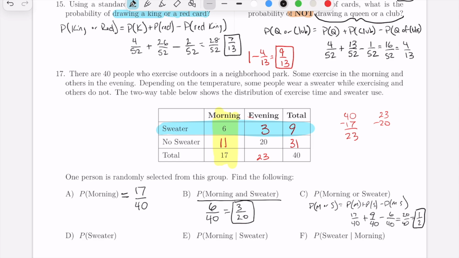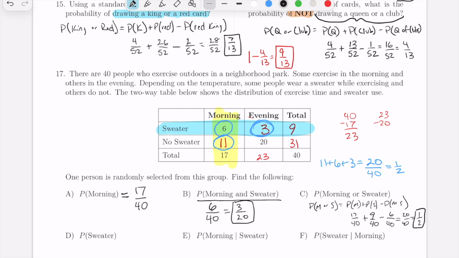The next thing that you'll notice here with this problem is that we could even just go through and add up the individual categories. If we add up the numbers that are highlighted, not the total columns, but if we add up this 11, this 6, and this 3 right here, those are all people that were either exercising in the morning or were wearing a sweater. And if we add 11 plus 6 plus 3, notice that gets us 20 people out of the total of 40, which is still 1/2. So you can do these a couple different ways. Whatever way makes the most sense to you is probably just fine.